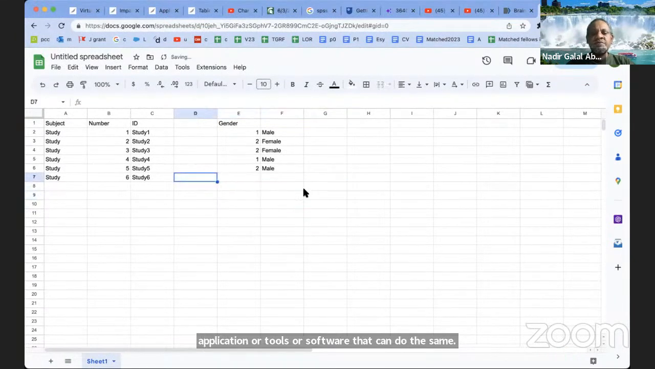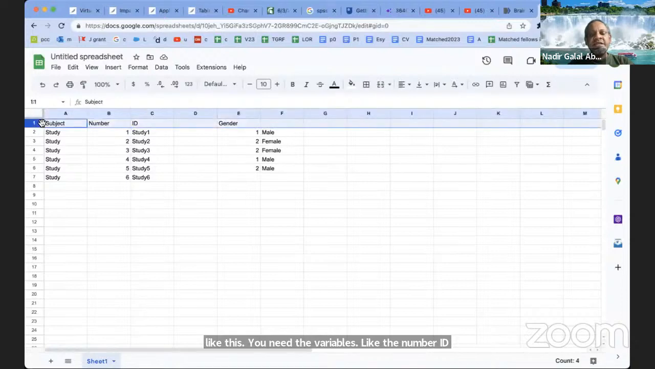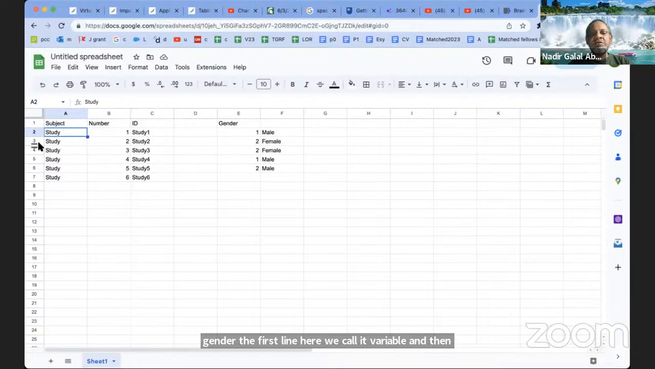But for the purpose of learning how to use SPSS, the first task is to collect the information. And to collect the information, you need a spreadsheet like this. You need the variables like the number, ID, gender. The first line here, we call it variable. And then you need the subjects, the lines or the rows, where you will put your subject or study or any item that you want to collect the information about.